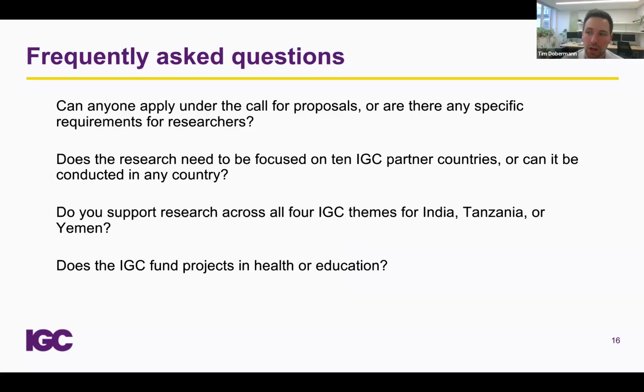So we do not fund direct projects on health and education if that is the sole focus of the paper. We are very much in support of projects which look at how education or health interventions might affect economic outcomes. For example, I gave the example of early childhood education programs on future labor market outcomes. Wonderful. We would be very interested in projects like that.